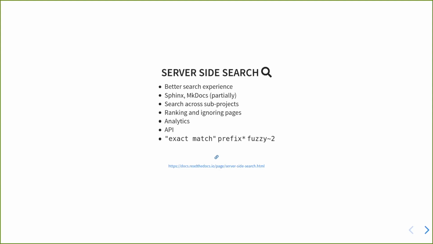We also allow things like ranking and ignoring pages. This means that you can give priority to some pages over others, or even ignore them. This is like tweaking your own search engine. You can also use server-side search from outside Read the Docs. This is done using our API. And also we support the simple query string syntax from ElasticSearch. You can do an exact match with double quotes, a prefix search, or even a fuzzy search with the tilde operator.